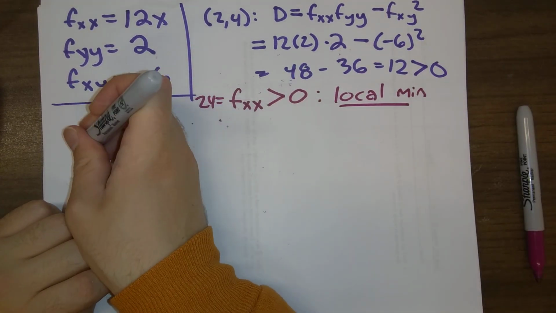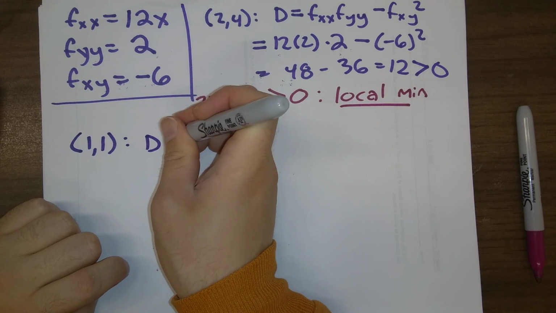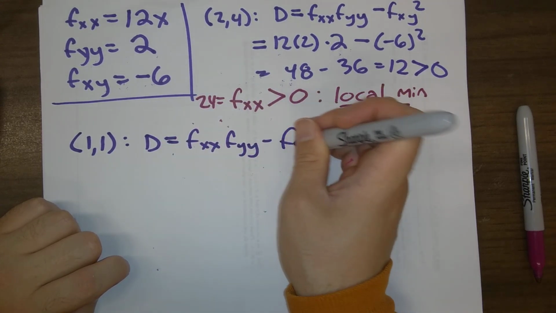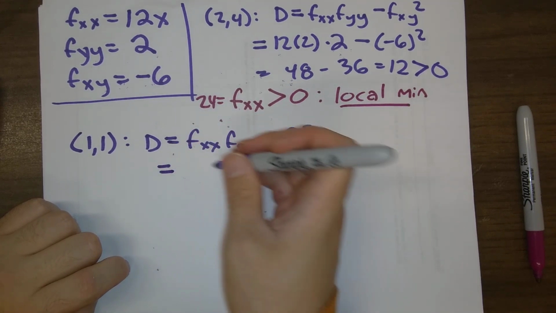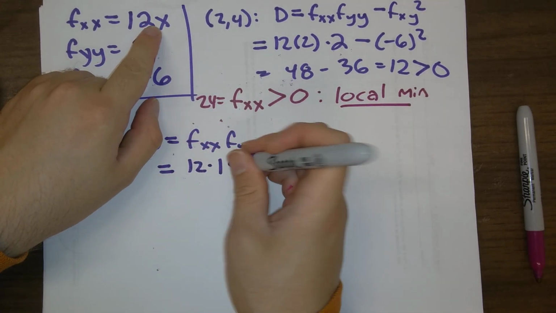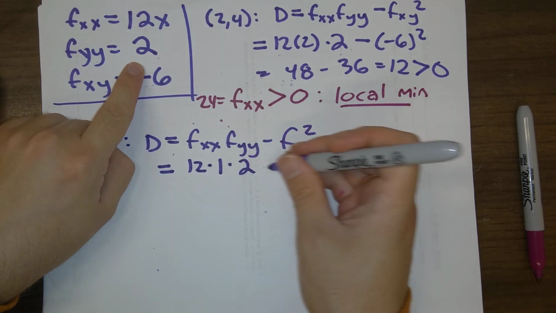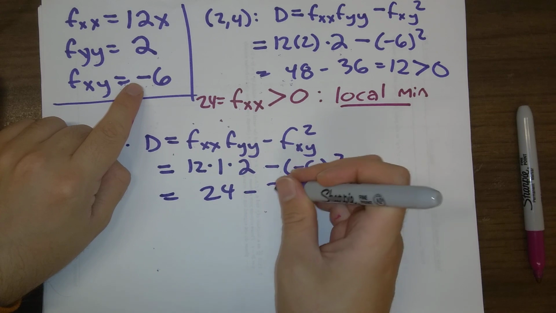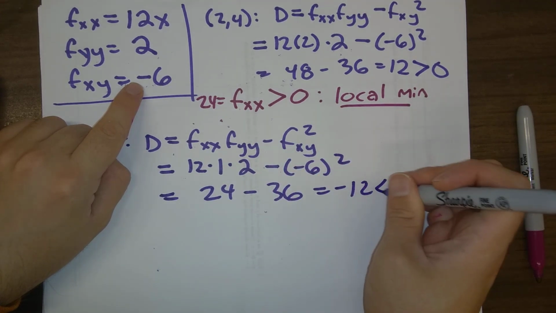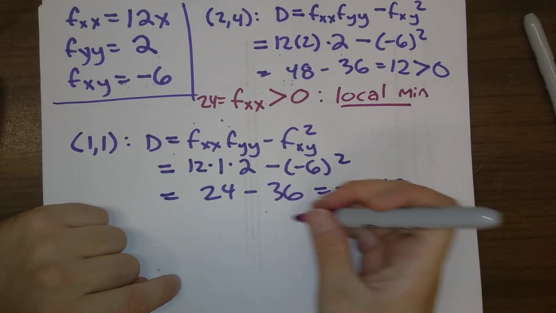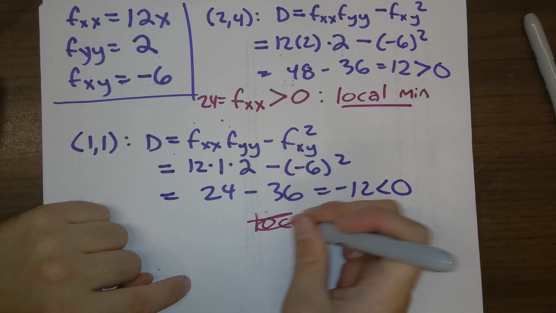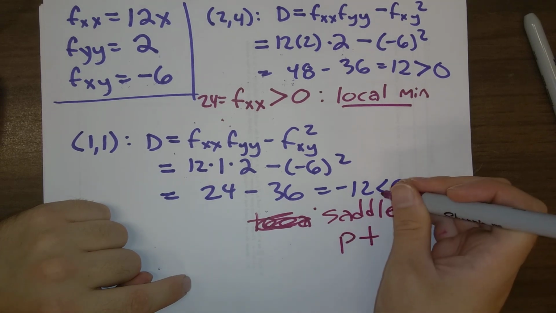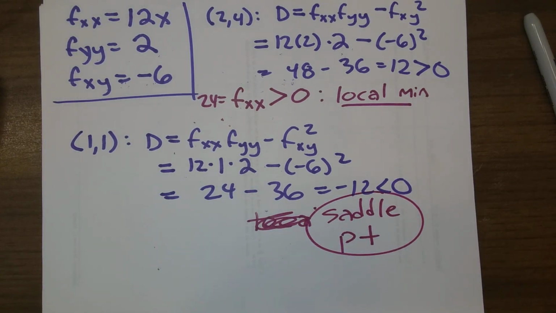Let's check our other critical point, (1, 1). Here our D is, once again, fxx times fyy minus fxy squared. So it's 12 times 1 now. fyy is still 2, minus 6 squared. So now we have 24 minus 36. That's minus 12. That's negative. Whenever our discriminant is negative, that's when we have a saddle point.